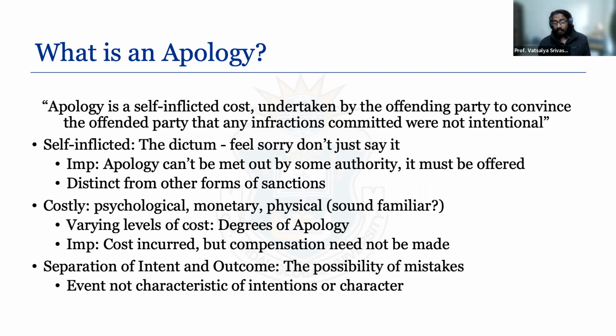And the third one is that there has to be separation of intent and outcome, which means that there must be a possibility of a mistake. If I am convinced that there is no possibility of mistake in a particular context, no amount of apology works, right? So if you're certain that your friend did it deliberately and that there was no chance of mistake, that friend can apologize all they want, you will not take it seriously, right?